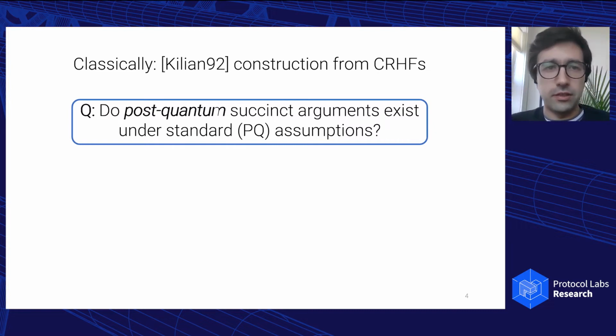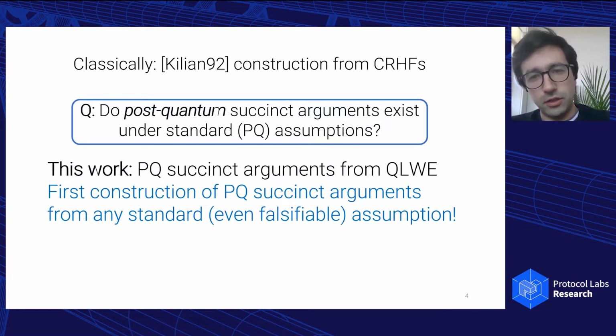And so in the classical setting, we've known for a long time how to build these things. In fact, you can build them from relatively weak cryptographic assumptions: collision-resistant hash functions. And the natural question is, do post-quantum succinct arguments exist under standard assumptions? In the classical setting, we can build them from very standard assumptions. Does this carry over to the quantum setting? And in this work, we show that this is possible.